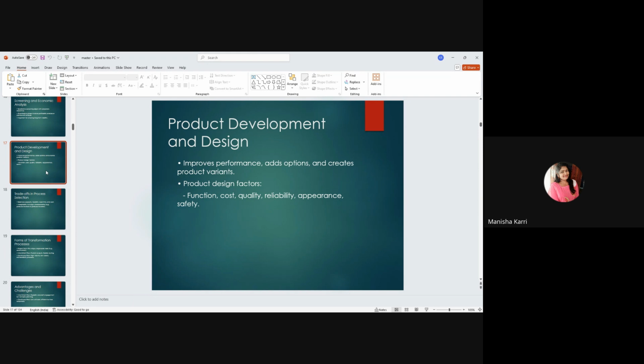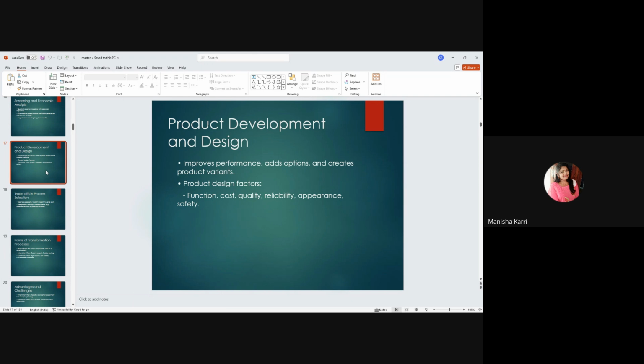Quality, how well the product is made and how long it lasts. A high quality watch that keeps working for years and years. And reliability, the product's ability to function correctly over time without breakdowns. A car that does not need frequent repairs, right? And appearance of the product, how the product looks and whether it's attractive to the customers or not. And safety of the product, ensuring the product is safe to use and does not pose risks to users. For example, you can take a child's toy, which is designed without small parts that could be swallowed.